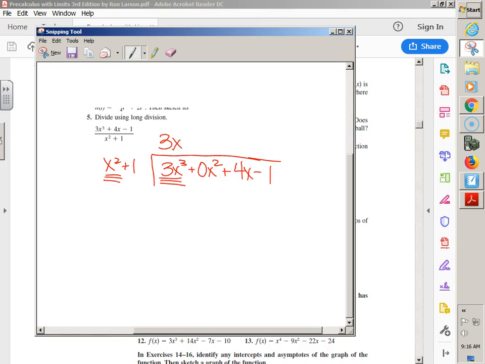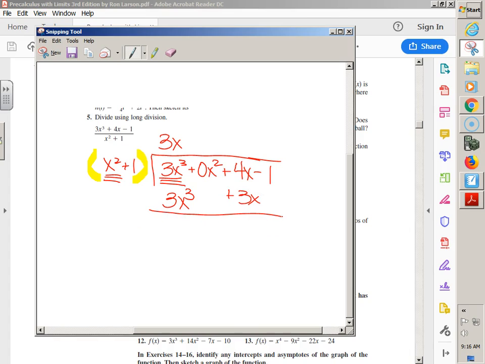3x is the answer. What a lot of people forget in long division is when you go to multiply, you have to multiply by both terms, or however many terms are out here. You have to distribute. So 3x times x squared is 3x cubed. 3x times 1 is 3x. But why would I not write it in this column? Yeah, it needs to be like terms.